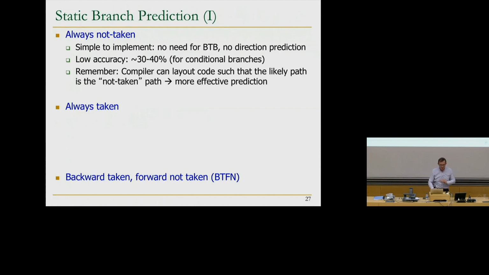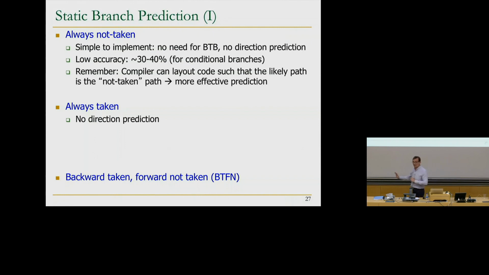Okay, but clearly you can potentially make this more effective, although it's not easy to do if you have special loops. The compiler can lay out the code such that the likely path is the not-taken path. So we've seen this. The next step is predicting always taken. If this is low accuracy, flip, basically predict always taken.